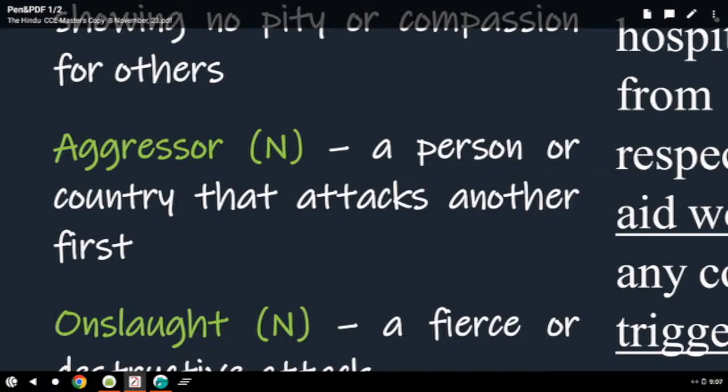So here, aggressor, noun form, aggressive adjective. A person or country that attacks another first. Here actually, Palestinians attacked Israel. Not exactly Palestinians, a particular group, a terrorist group attacked Israel, not a country. But Israel is a country. So today we consider Israel the aggressor because it's a country, the first one to attack.